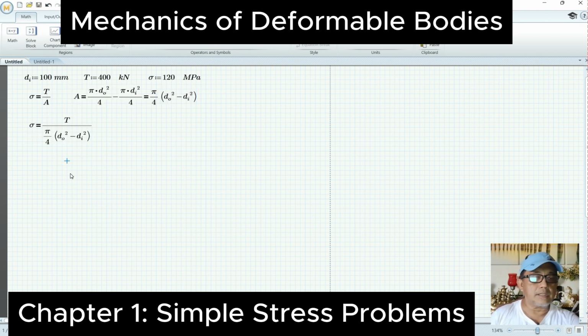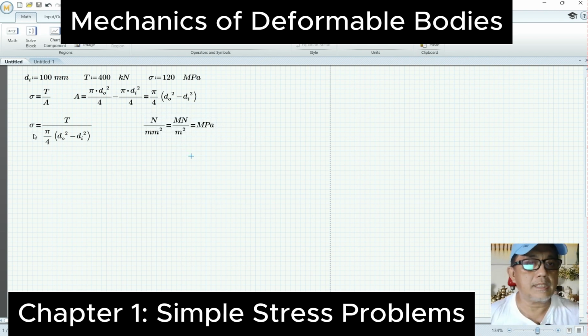Okay, so let's check the units. The left side of the equation is in megapascal. That's meganewton per square meter, or megapascal is also the same as newton per square millimeter. This is the same as meganewton per square meter or megapascal. Okay, so take note of this. Again, the left side of the equation is newton per square millimeter.